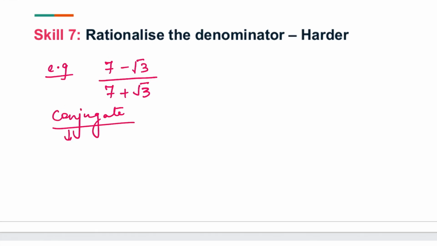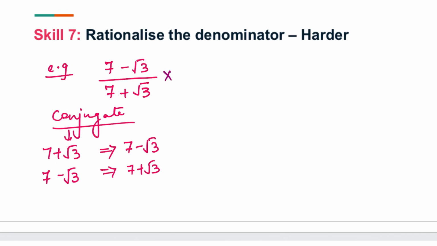The conjugate of 7 plus root 3 is 7 minus root 3, and if it is the other way around, the conjugate of 7 minus root 3 is 7 plus root 3. So the numbers remain the same, only the operation changes from plus to minus or minus to plus. Here we will multiply and divide with the conjugate. So that will be 7 minus root 3 over 7 minus root 3.